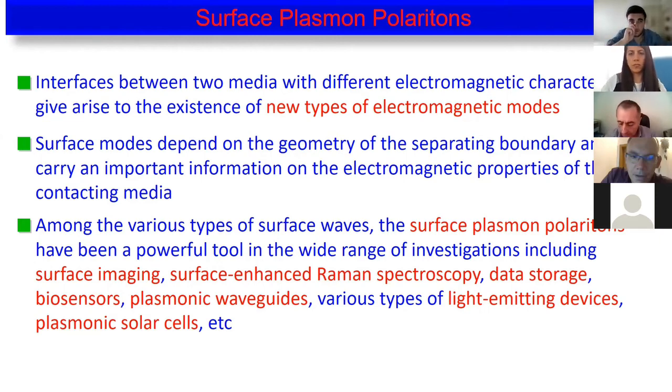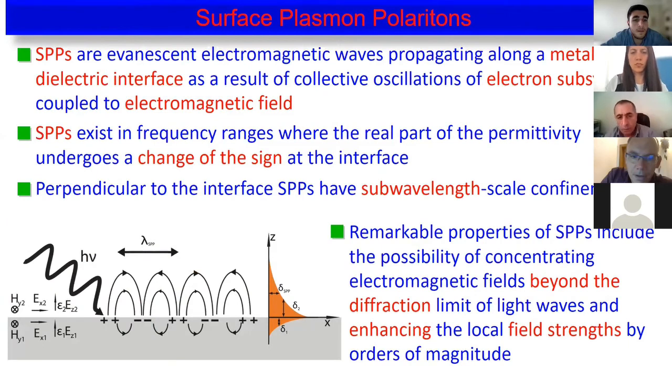These are, as I said, an important type of electromagnetic radiation. Just some words about the surface plasmon polaritons. They are evanescent electromagnetic waves. They propagate along the metal-dielectric interface, and this is a result of collective oscillations of electrons and the electromagnetic field. These are surface waves. This means that the energy of this wave is exponentially decreasing on both sides of the interface.